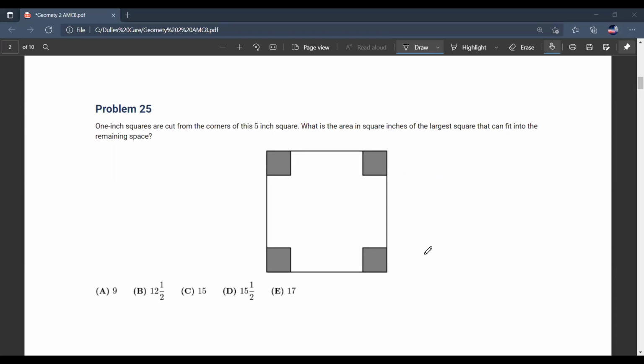So this problem is actually a little bit challenging. So what's the largest square that can fit in the remaining space? Well, I can think of a lot of squares that could fit in the remaining white space, right? So for example, this square, or maybe this square. But that's not necessarily the largest square, right?